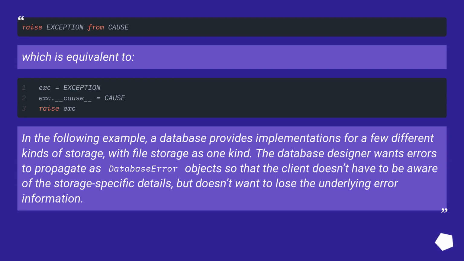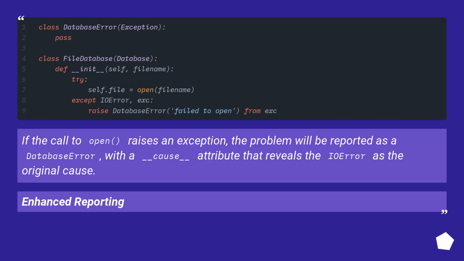In the following example, a database provides implementations for a few different kinds of storage, with file storage as one kind. The database designer wants errors to propagate as DatabaseError objects, so that the client doesn't have to be aware of the storage-specific details, but doesn't want to lose the underlying error information. If the call to open raises an exception, the problem will be reported as a DatabaseError, with a __cause__ attribute that reveals the IOError as the original cause.